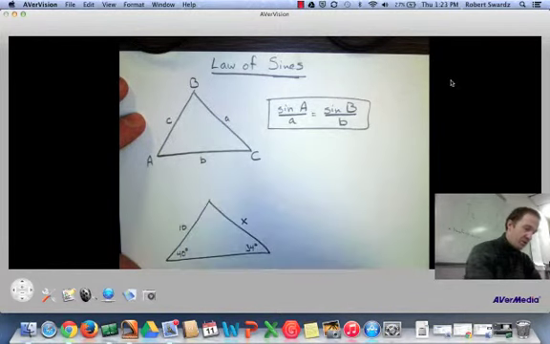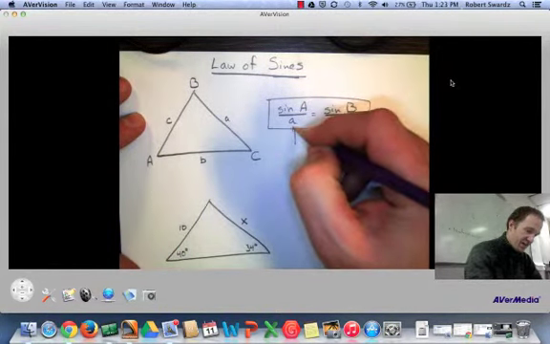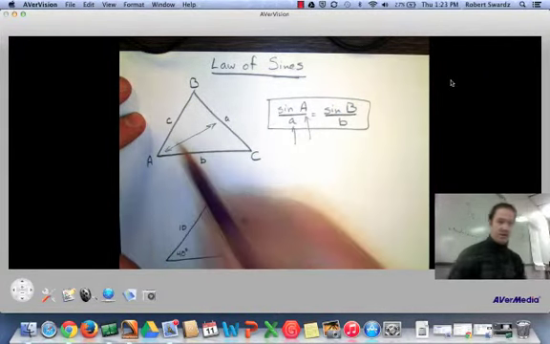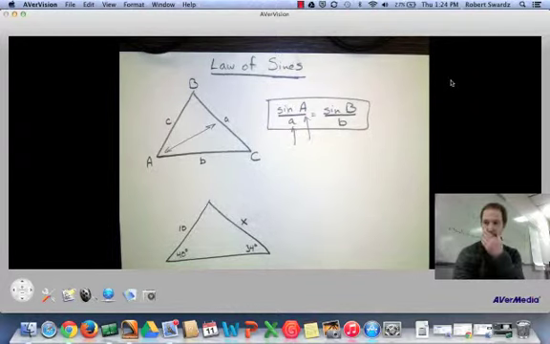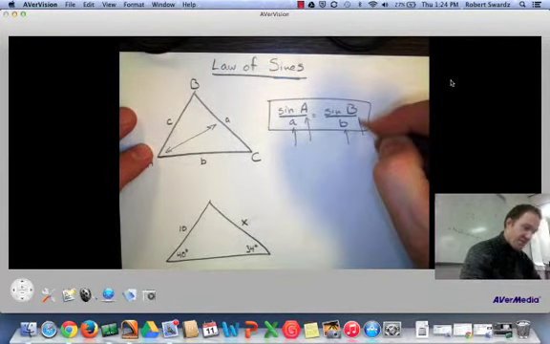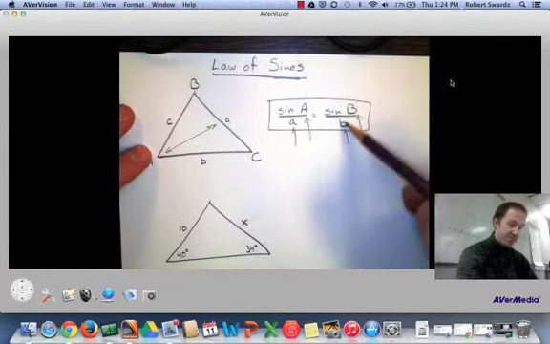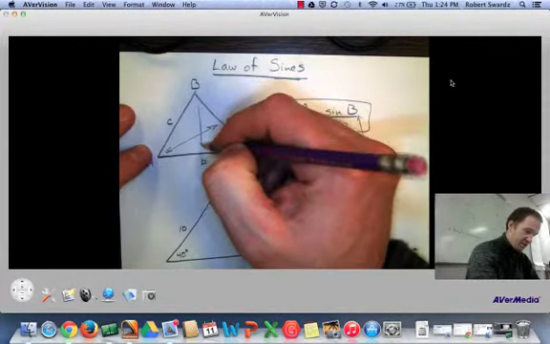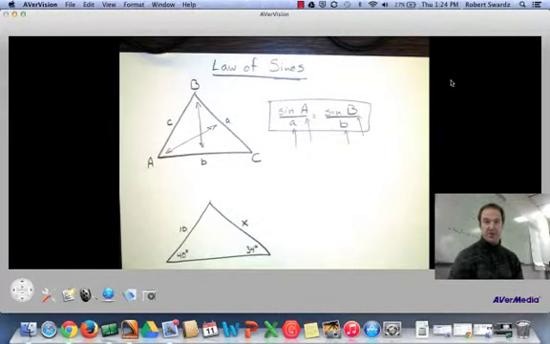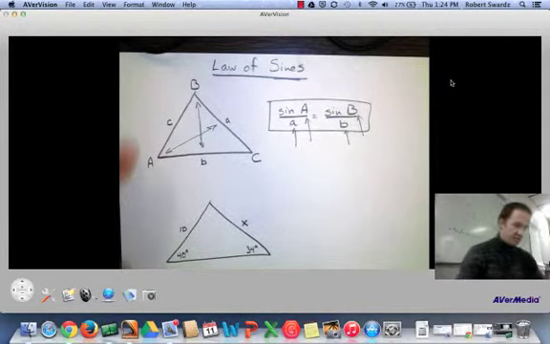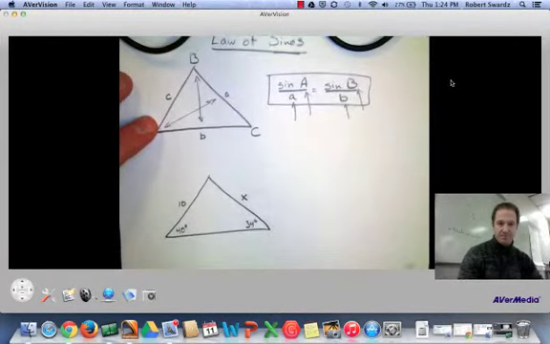A couple things to remember. This side and this angle, they have to be opposite one another. Same with this side and this angle. The side and the angle that's in the same fraction, big B and little b, they have to be opposite one another in the triangle. That's very, very important. If you don't set it up like that, you're not going to get it right. So let's take a look at an example.